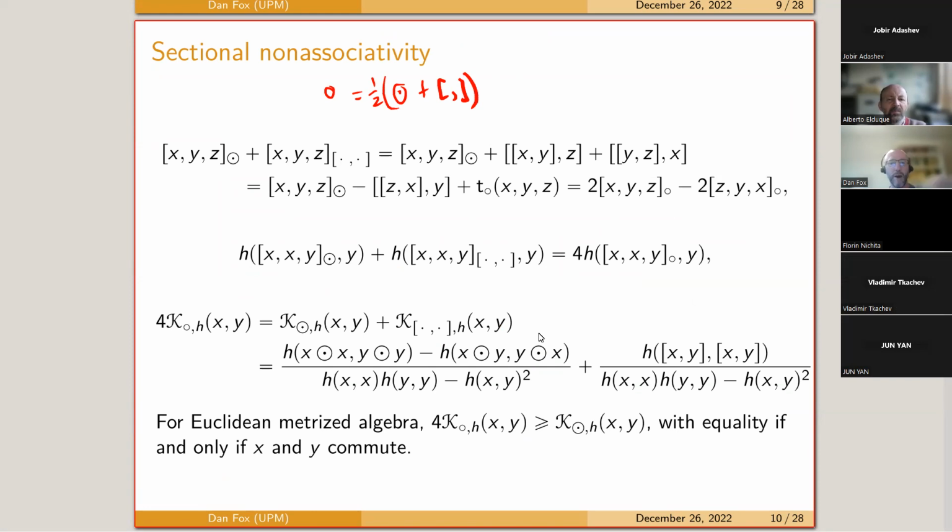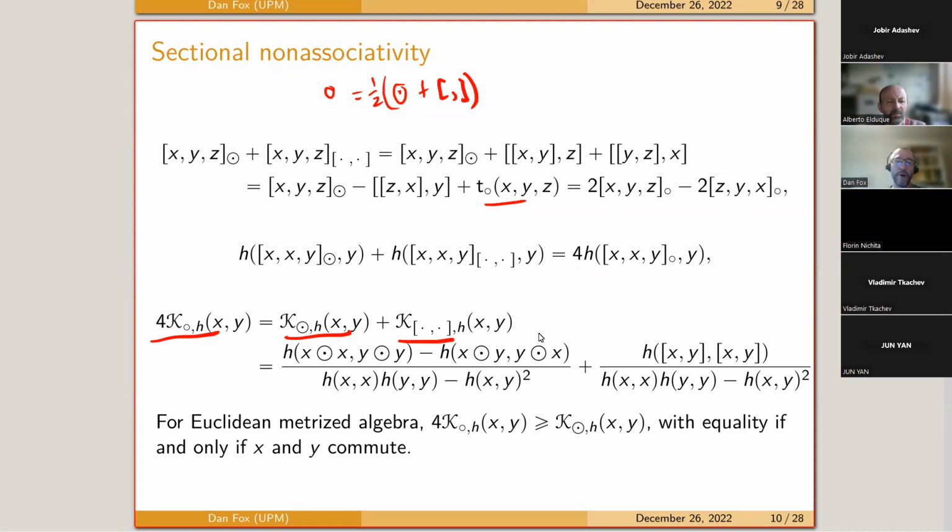It doesn't matter what this T is. This T is something that vanishes if the algebra is Lie admissible. And the point is simply, really, the conclusion here is that the sectional non-associativity, as defined on the previous slide, splits in this way. Basically it's got a contribution from the symmetric, commutative part of the algebra and a contribution from the anti-commutative part.